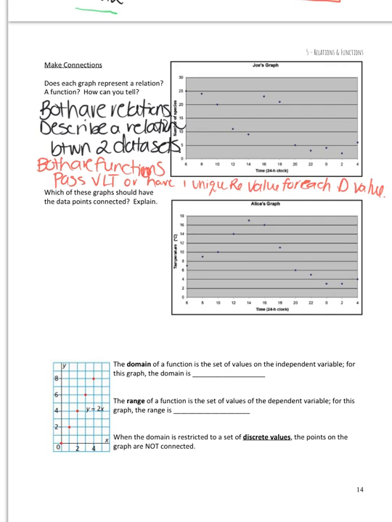All right. Which of these graphs should have their data points connected? Explain. So if we look at the data plotted here, we can have decimal points of time. So we can go between 6 and 8 hours. It's continuous. It could be 6:02 and a bunch of seconds. So there's lots of options for time. Okay. So time is a continuous data set is what we can say.